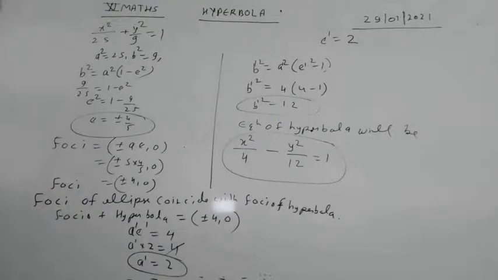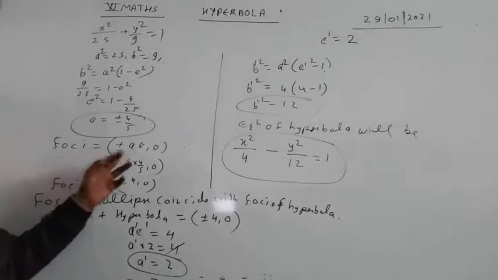Okay student, so in this question we are given that the foci of the hyperbola coincide with the foci of the ellipse. Find the equation of hyperbola if its eccentricity is 2. So we are given the eccentricity of the hyperbola and we have to find the equation of hyperbola.